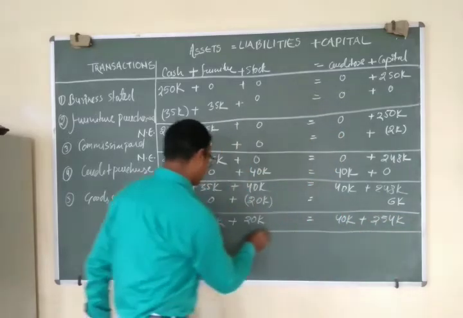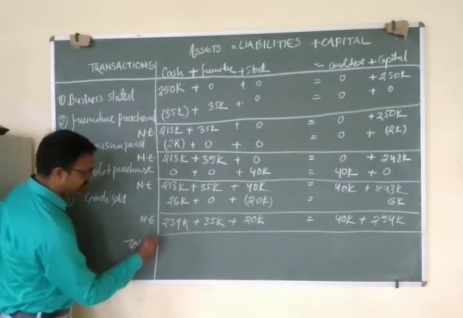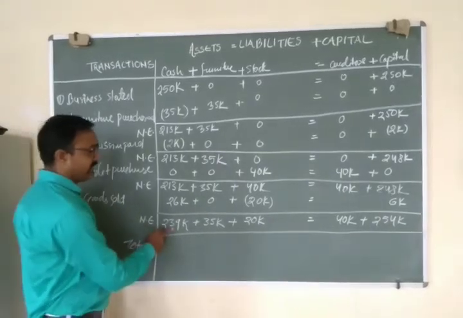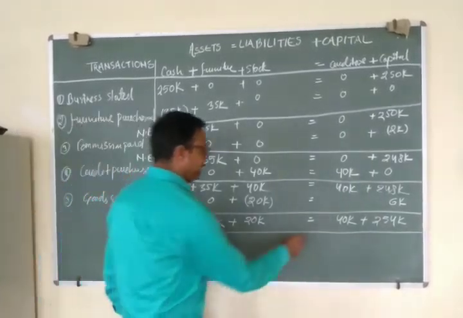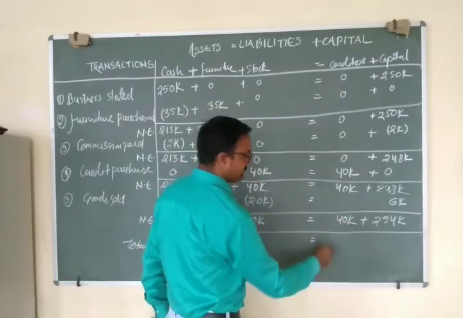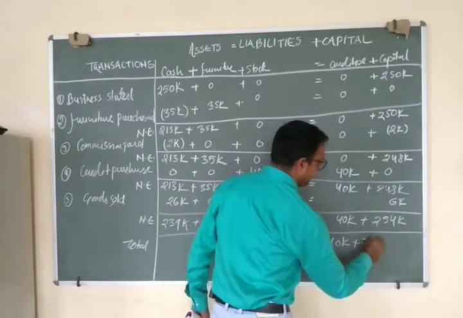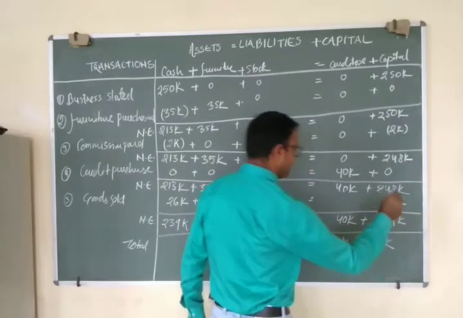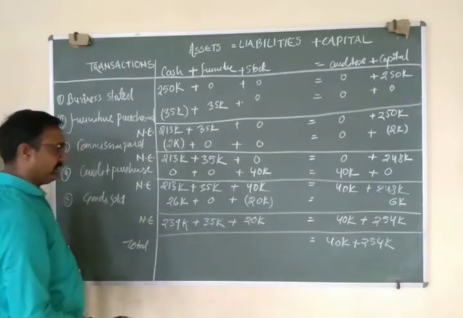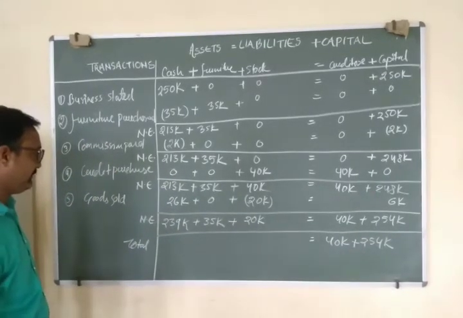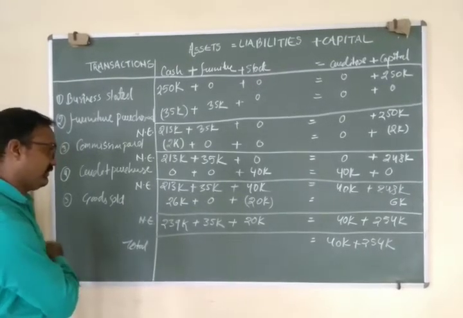Okay, so here we can check our answer by totaling this 239 plus 35 plus 20. We have to find out the sum, which should be equal to this. So 40,000 plus 2,54,000. And the sum of this side, 239, 35, 55, 40, 94.